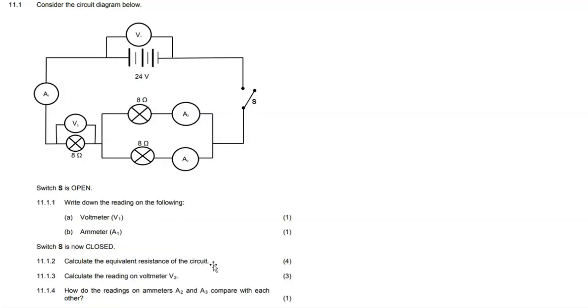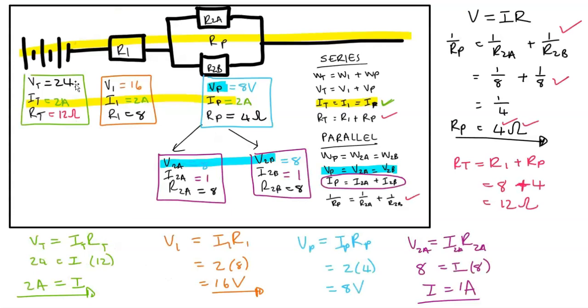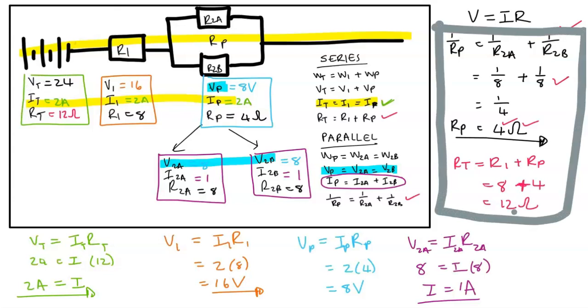Calculate the equivalent resistance of the circuit. So equivalent resistance of the circuit just means they want the total resistance. Okay, and we actually did that here. This whole piece that we did here, we did to get to the RT value. So this will be question 1.